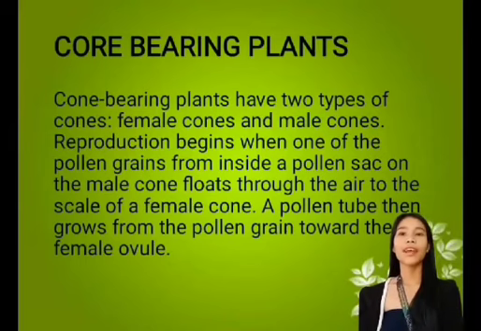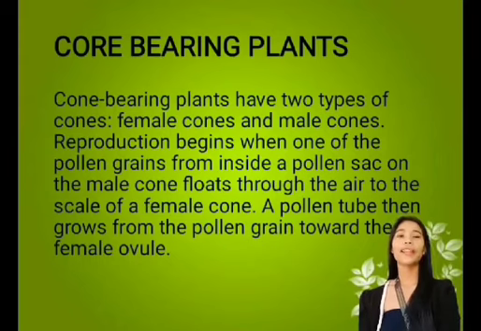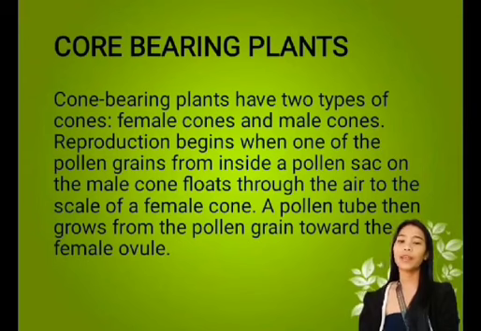Cone-bearing plants. Cone-bearing plants have two types of cones, the female and the male cones. Reproduction begins when a pollen grain from inside a pollen sac on the male cone floats through the air, and a tube grows from the pollen grain toward the female ovule.